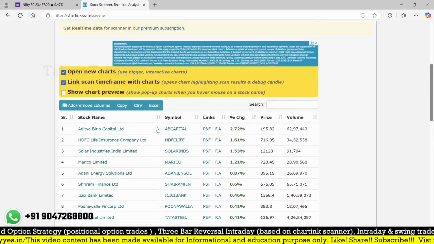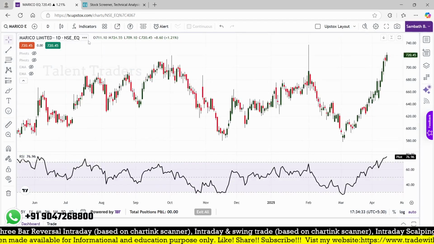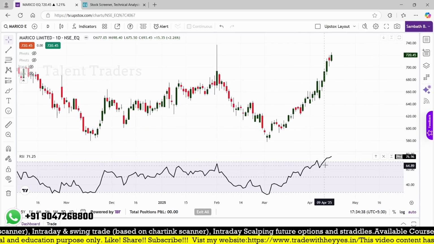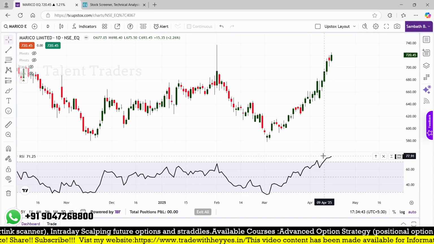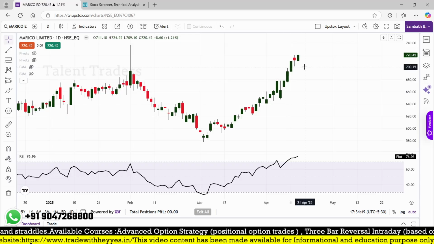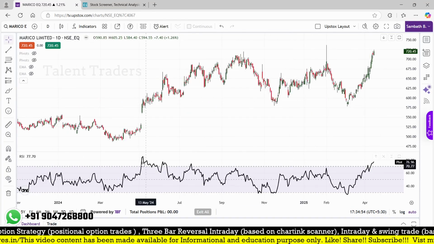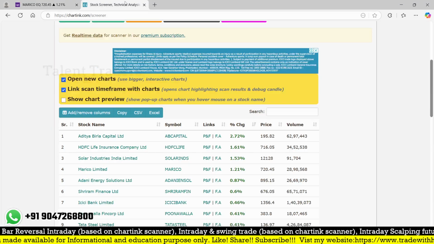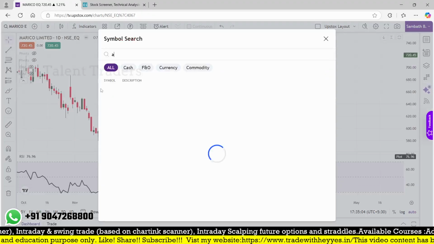Let me check whether it is right or wrong. Randomly we can check Marico. You can see the Marico level, where it is trading above RSI 70 for more than 5 days, 1, 2, 3, 4 and almost 5 days. It is a peak, and previously too it was trading above RSI 70. So that one is okay. Next, AB Capital, Adani Energy.